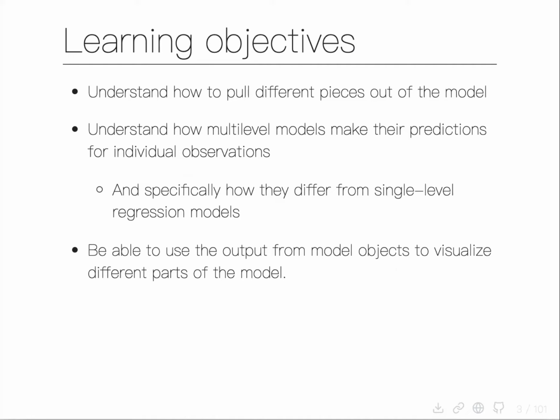Okay. Understand how multi-level models make their predictions for specific observations, and specifically, I'm assuming you all feel comfortable with that from a multiple regression single level model framework. So we're going to focus mostly on how a multi-level model is different from standard regression. Okay. And then be able to use output from the model to visualize different parts of the model.